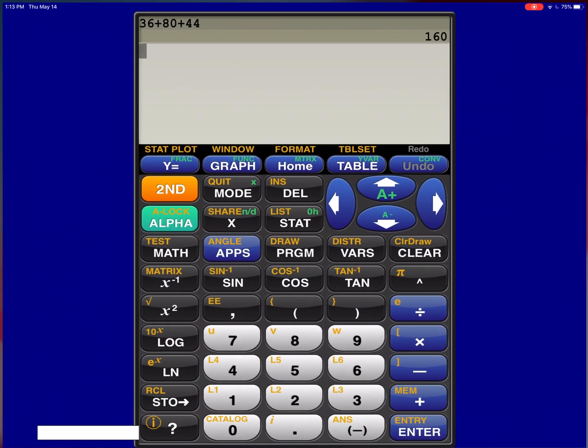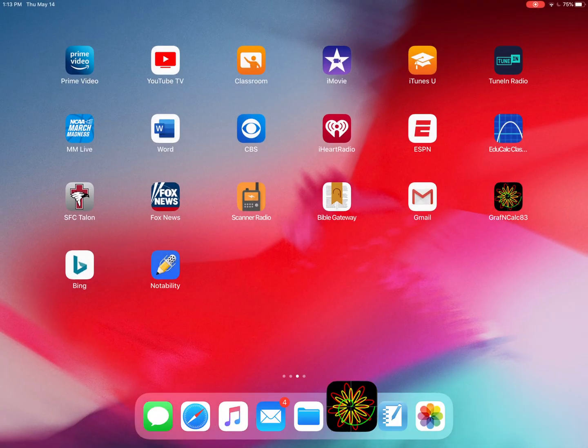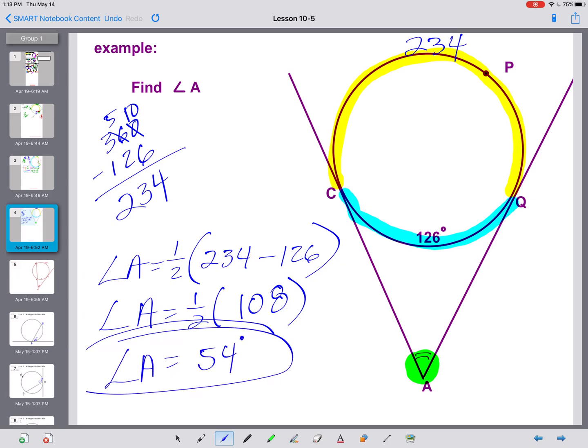Okay, here we go. 234 minus 126. Nice. 108. 1/2 of that is 54. There it is, angle A. We got it. Done. 54 degrees. We used the third formula on the formula sheet.